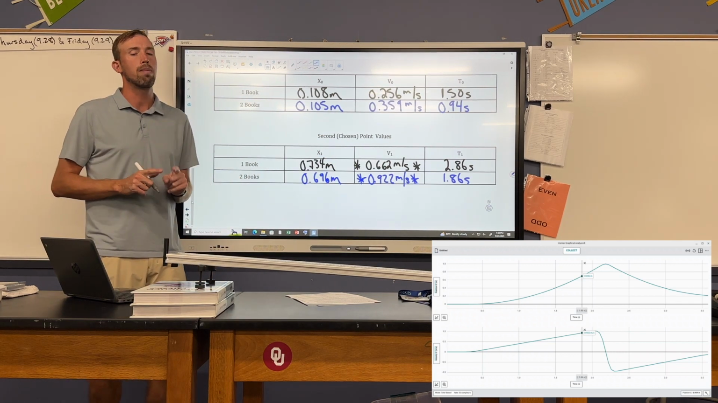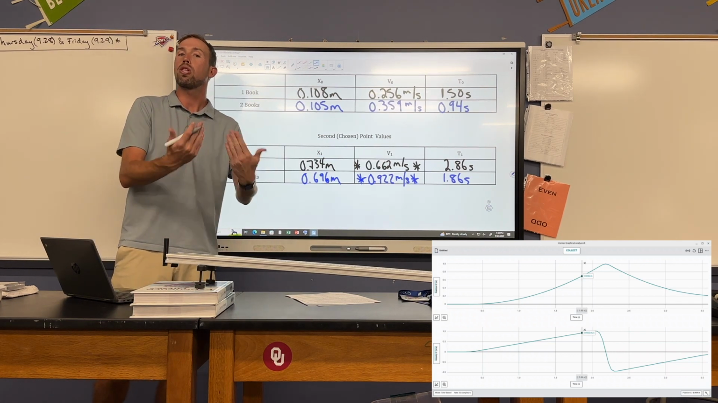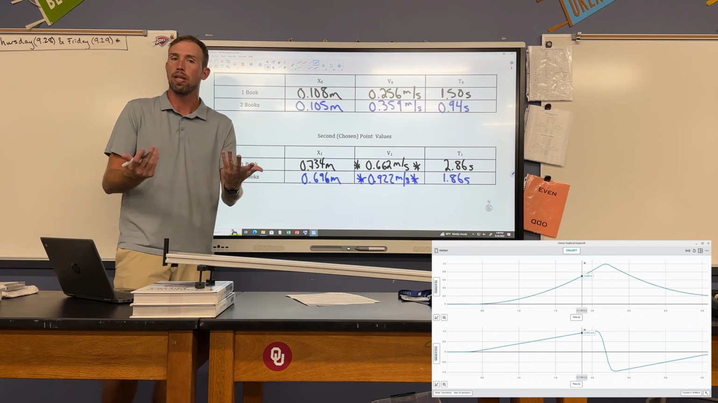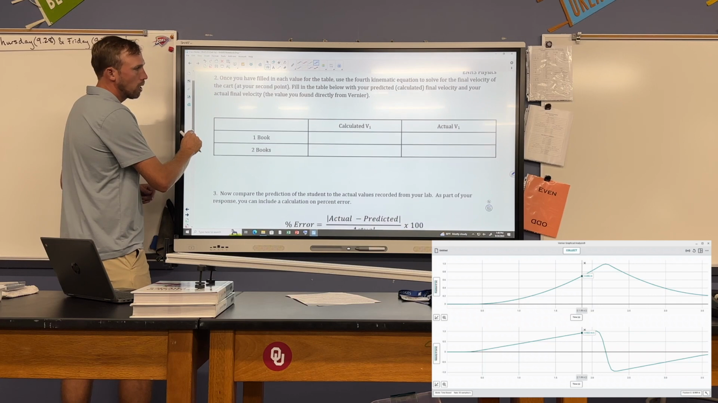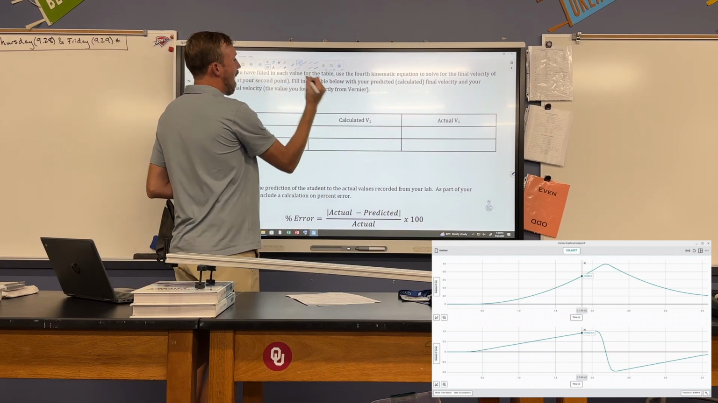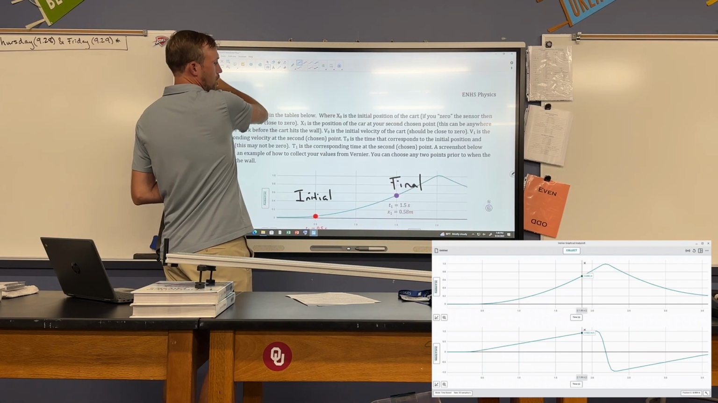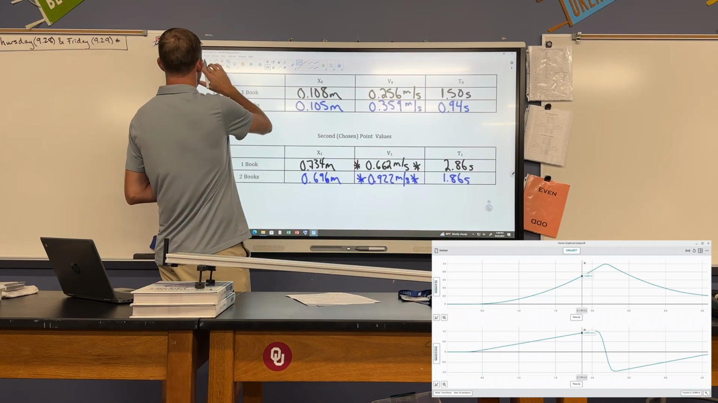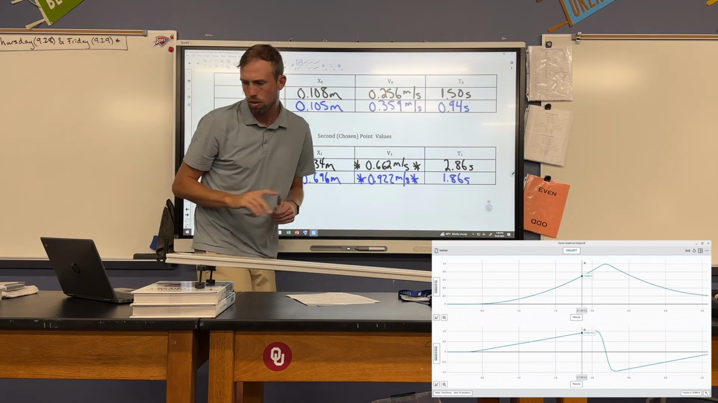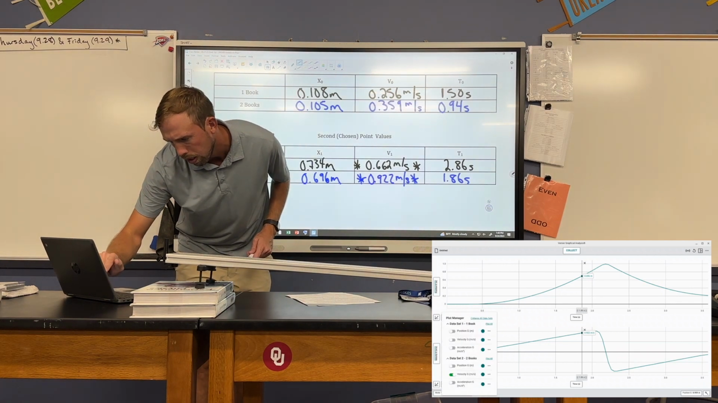I'm going to leave the second book trial up to you, but hopefully you can use the first book trial as a bit of a template on where we're going to go. Okay, so for one book, I'm going to go ahead and fill in that the actual final velocity here was 0.662.